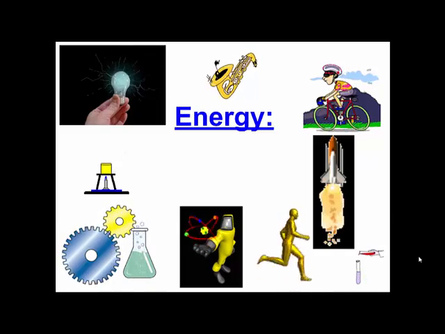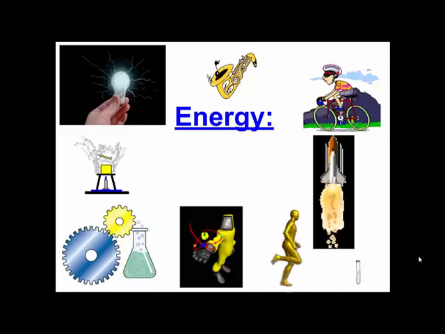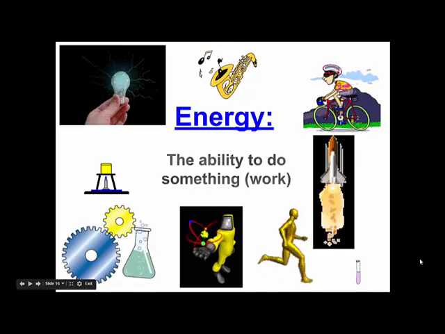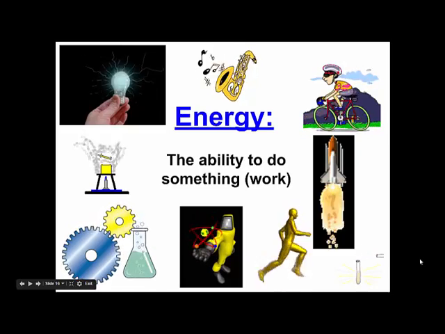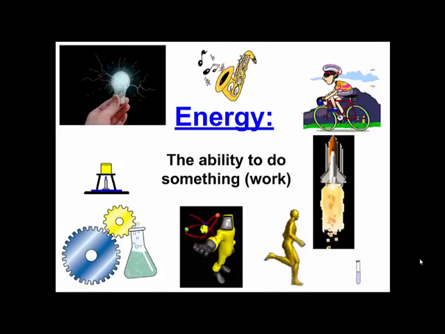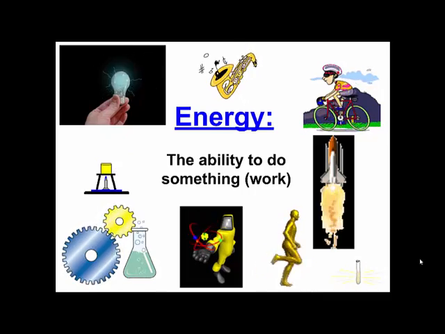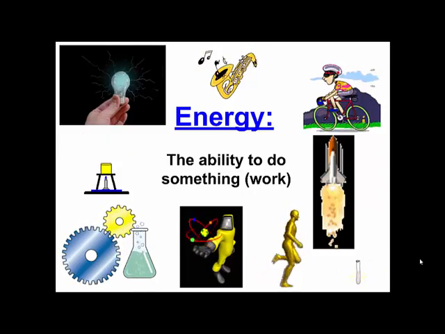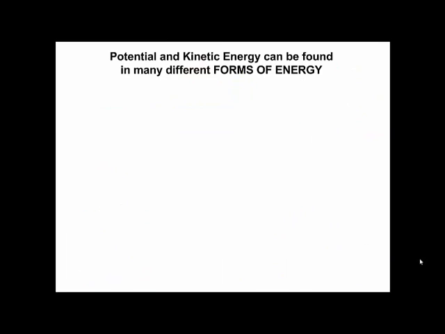Today we're going to look at a more in-depth view of energy. As a reminder, energy is defined as the ability to do something or to do work. We've talked about two overarching types of energy: potential energy, which is stored energy, and kinetic energy, which is moving energy. Potential and kinetic energy can be found in many different forms of energy. There are different subcategories which contain potential and/or kinetic energy.